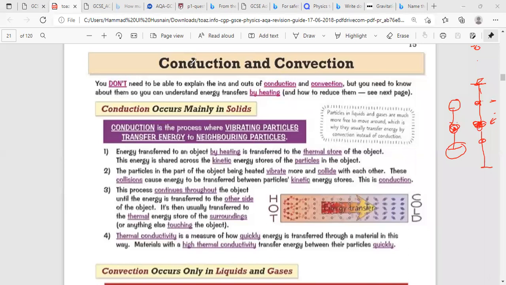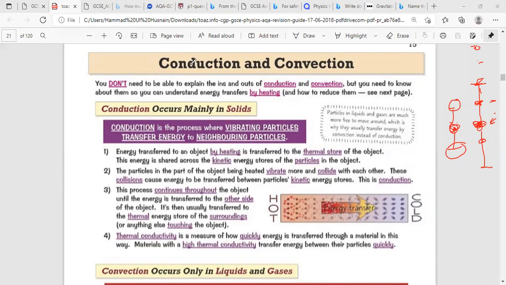It says that conduction is a process where vibrating particles transfer energy to their neighboring particles. One vibrating particle transfers energy to its neighboring atom, which then transfers it to another particle, and this is how the thermal energy reaches the other end of the spoon, which is in air and not directly connected with the heat source, because the heat source is the bowl in which there is hot soup. The other end of the spoon is not connected directly to the heat source, but still the thermal energy is transferred to that part. This is basically transferred through conduction. So I guess it is clear to you.